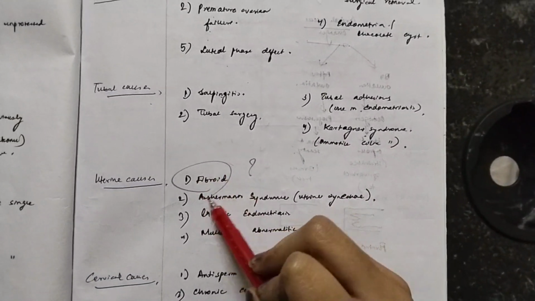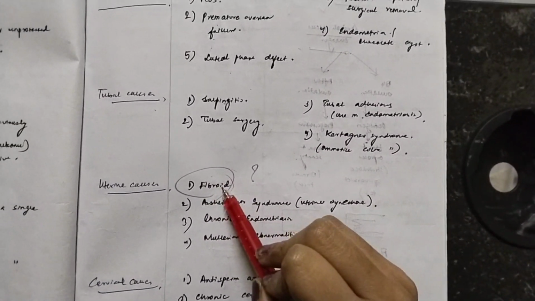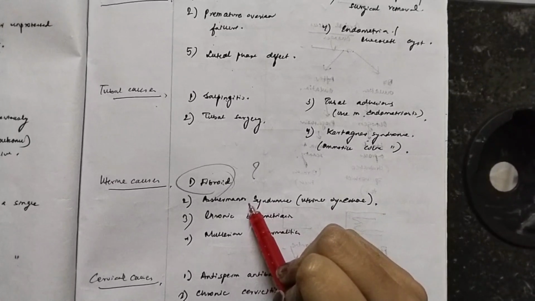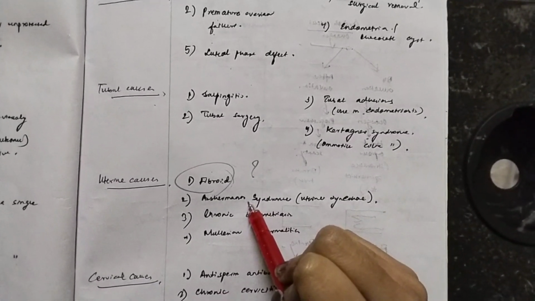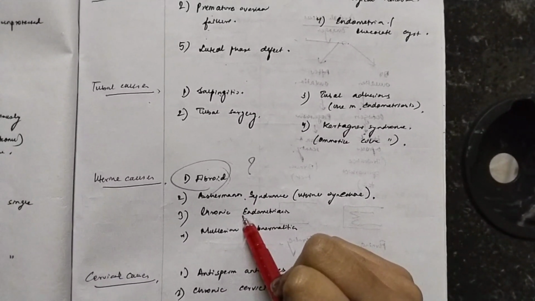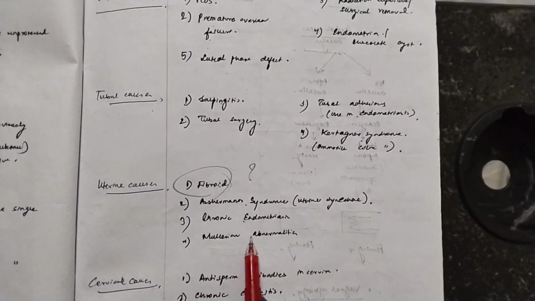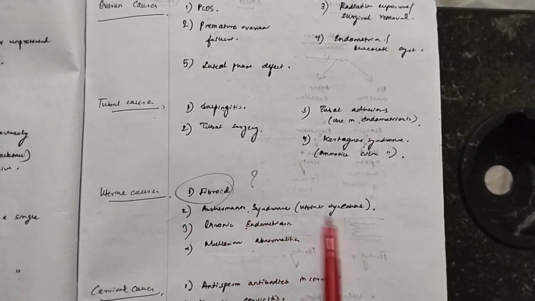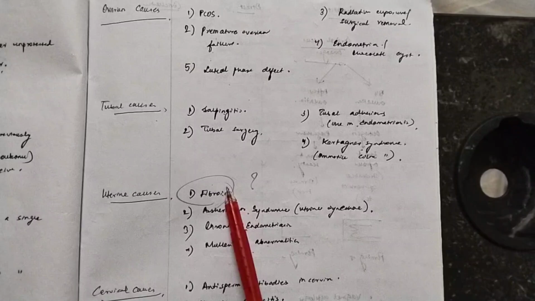In uterine causes, there can be fibroid, which is a benign mass found in the uterus. There can be Asherman syndrome, that is uterine synechiae, meaning adhesions in the uterus. There can be chronic endometritis, and there can be Mullerian abnormalities. So Mullerian abnormalities are a congenital problem, Asherman syndrome is adhesions, and fibroid is a kind of tumor.